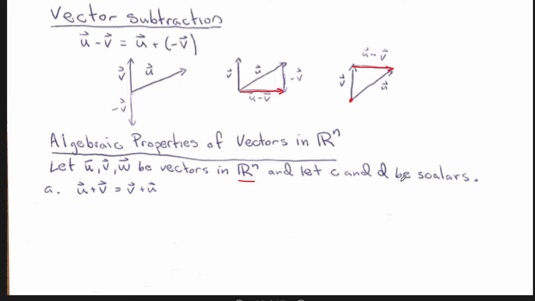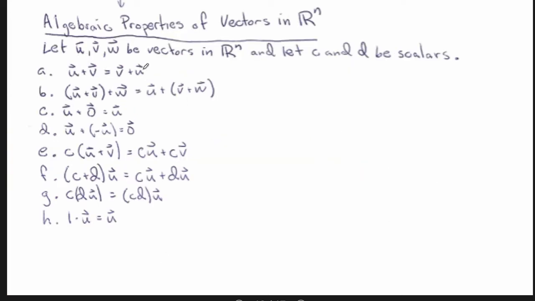And c and d are scalars. So we've got u plus v equals v plus u. We kind of drew that out. Associativity holds: u plus v plus w is equal to u plus v plus w. And we talked in class about the zero vector, u plus 0 equals u. u plus negative u equals 0. You can think about how that works: if I go out and then come back the exact same amount in the exact same direction, it's like I didn't go anywhere at all.